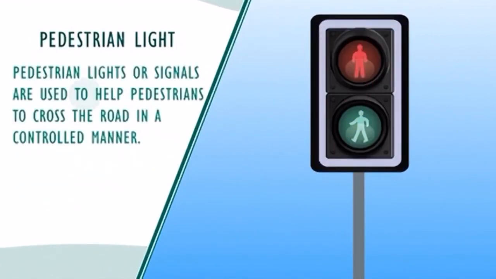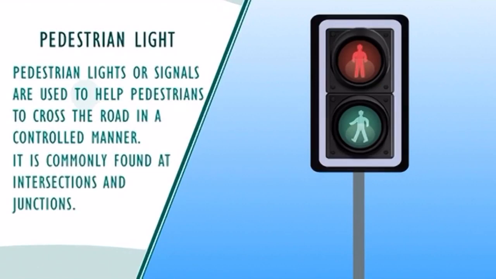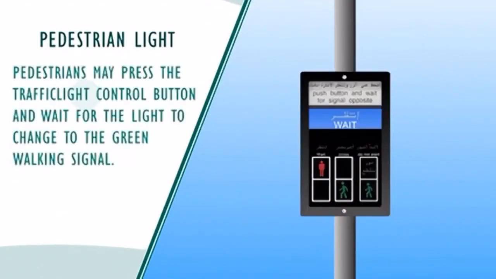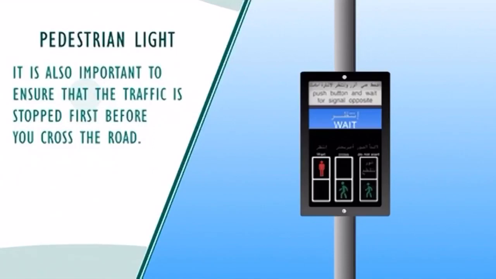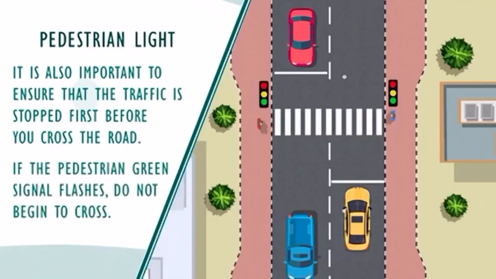Pedestrian lights or signals are used to help pedestrians cross the road in a controlled manner. They are commonly found at intersections and junctions. Pedestrians may press the traffic light control button and wait for the light to change to the green walking signal. It is also important to ensure that the traffic is stopped first before you cross the road. If the pedestrian green signal flashes, do not begin to cross.